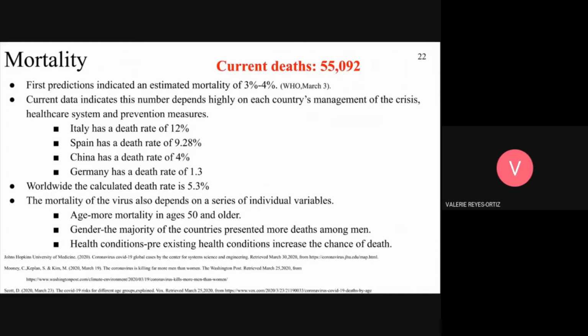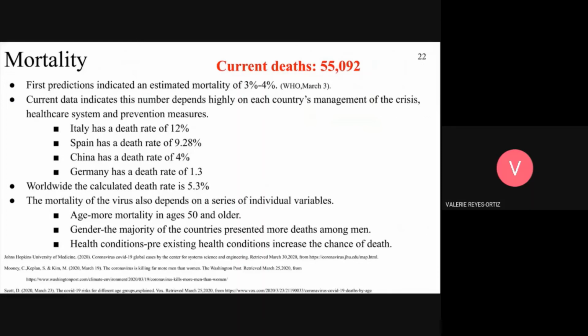For example, Italy and Spain show high percentages, which is tied to the fact that they ignored the issue, which led to malfunction on their healthcare systems. On the other hand, China and Germany show lower percentages since they took strict and quick measures on the matter.